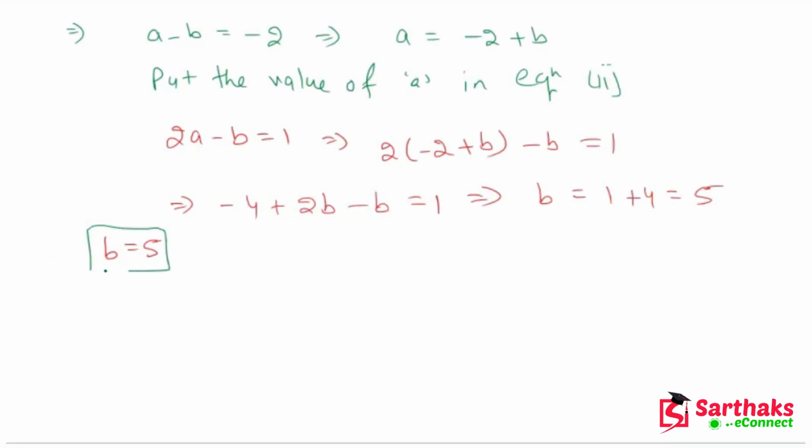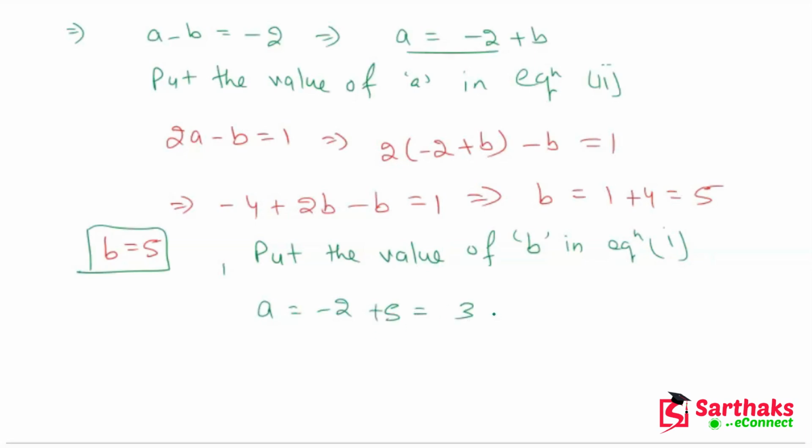Now here, put the value of b. You can put the value of b in any of the equations. We are putting the value of b in equation 1. From this equation 1 we have a is equals to -2 plus b. So we get a is equals to -2 plus 5. This will give 3. So the value of a is 3. So the fraction is a upon b, so this will become 3 upon 5. So this is the correct answer.